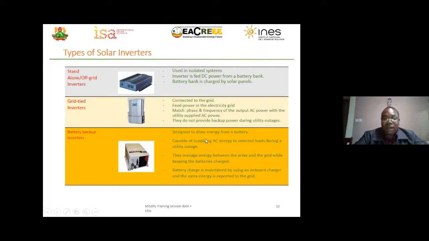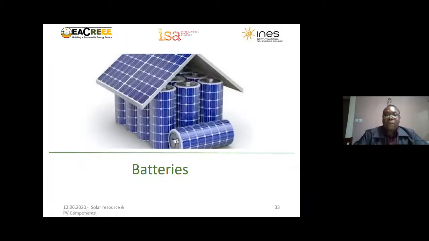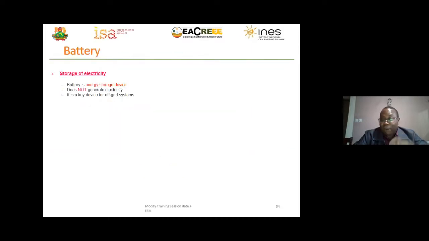Just to move on to a very important component as we close, the battery. It is quite important in a solar PV system, and actually one of the delicate and sometimes very expensive components. So proper usage and maintenance of this component is really important. Just to mention that a battery's main function is to store energy, and it does not generate any. So its function is only to store the energy that you've generated. It's a key component, especially in off-grid systems.